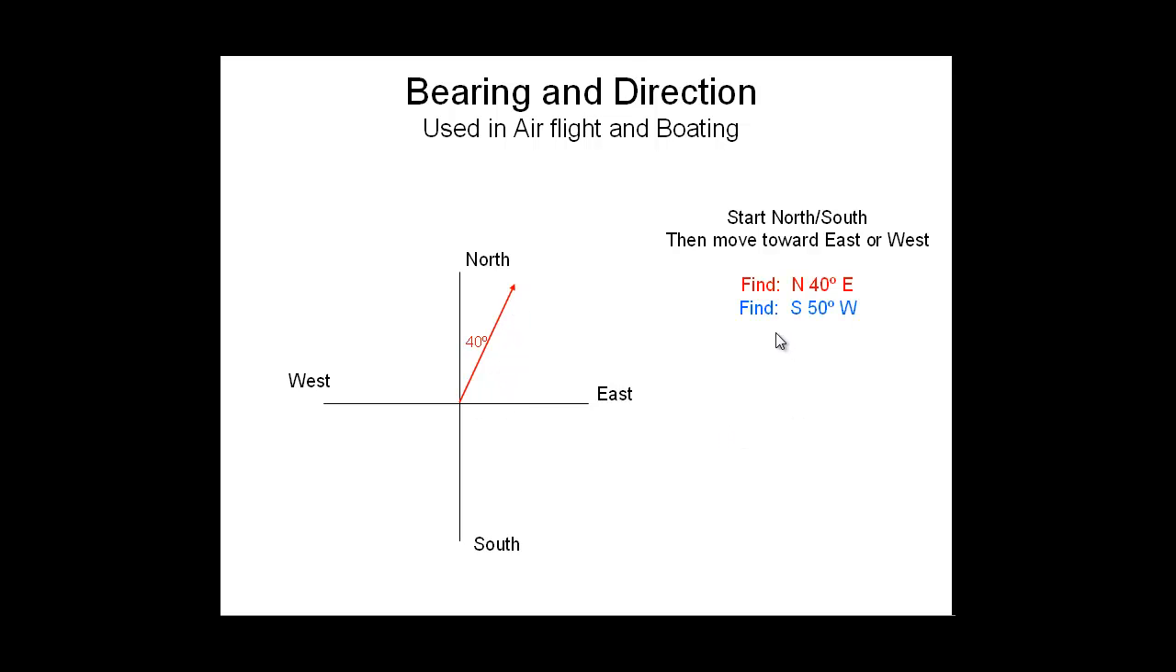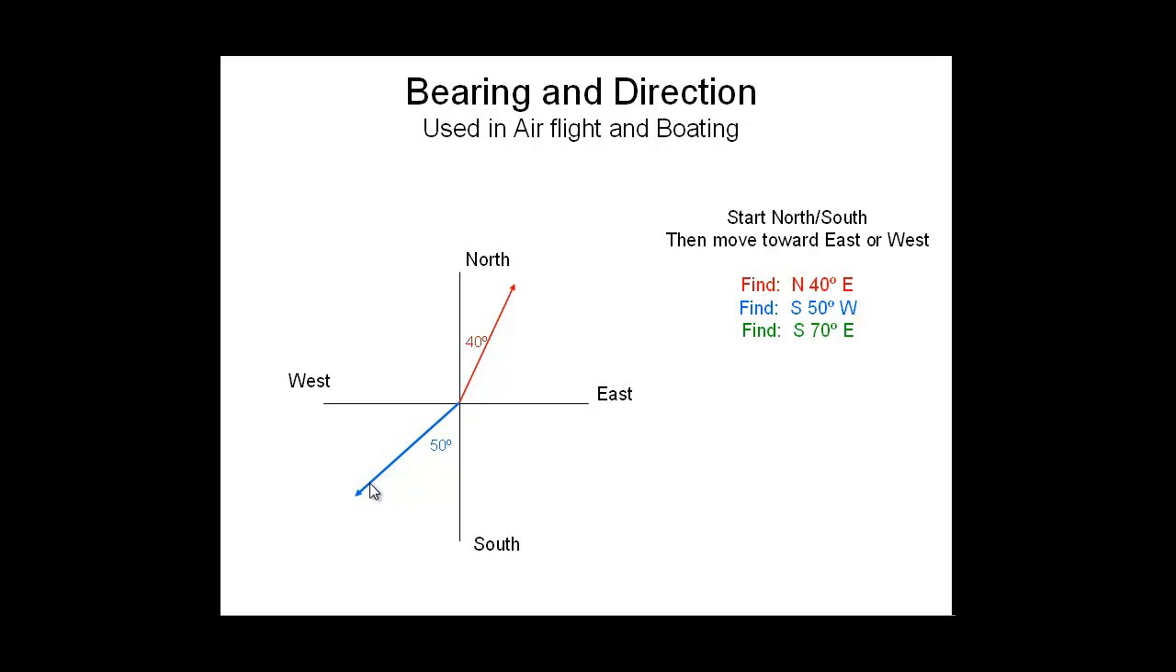Okay, suppose we want to find south 50 degrees west. Well, we're going to go not up, but down to the south. Then we're going to go about 50 degrees, which is a little past halfway out here someplace. And that's going to be south 50 degrees toward the west.